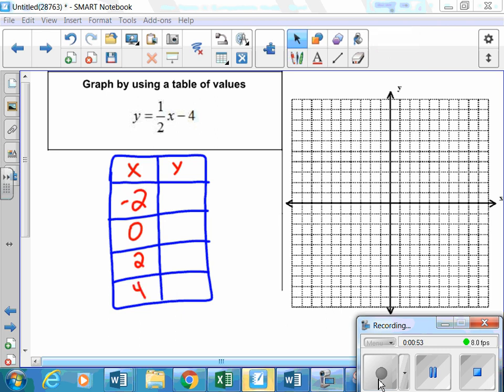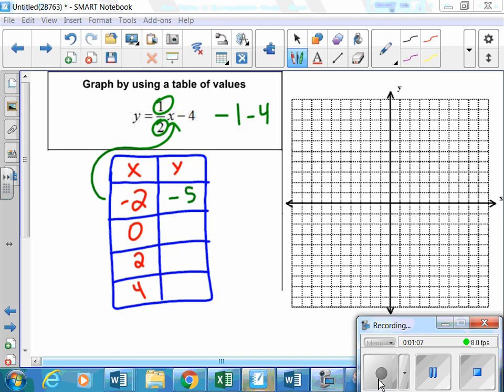Okay, so start with negative 2. If we plug that in, negative 2 times 1 is negative 2. Negative 2 divided by 2 is negative 1. And then negative 1 minus 4 is negative 5. That is one solution on your graph. Next number we're going to plug in is 0. That's probably the easiest solution to come up with.